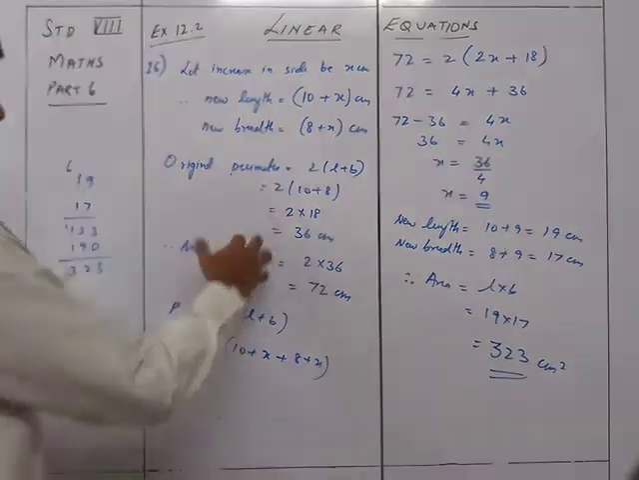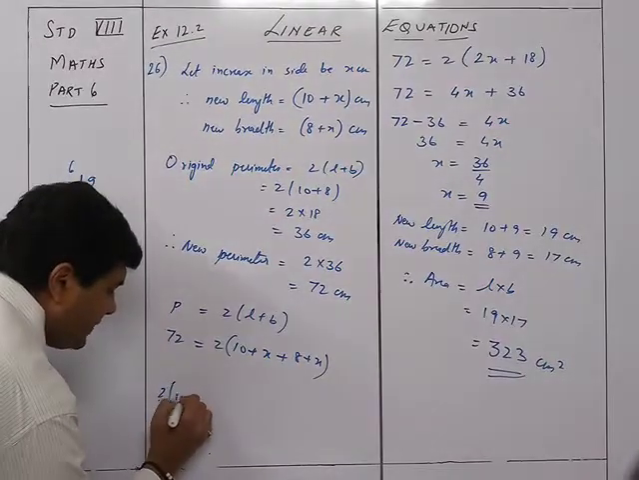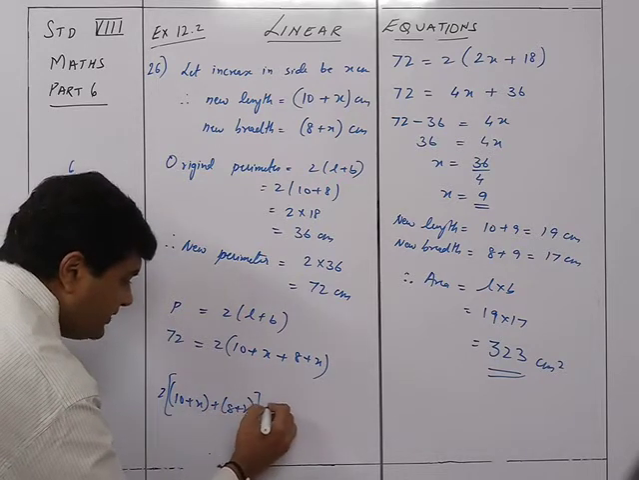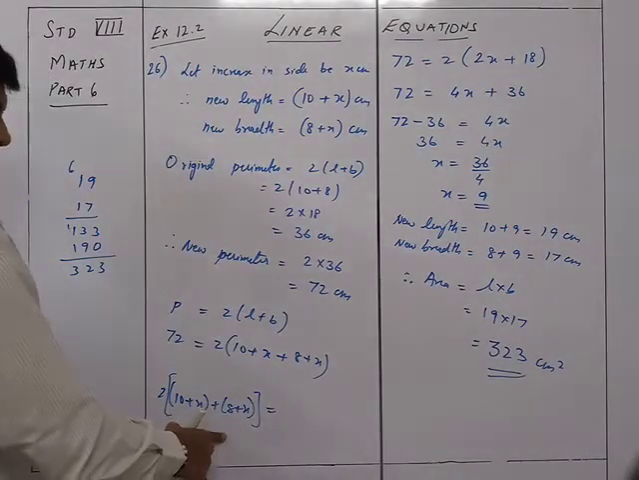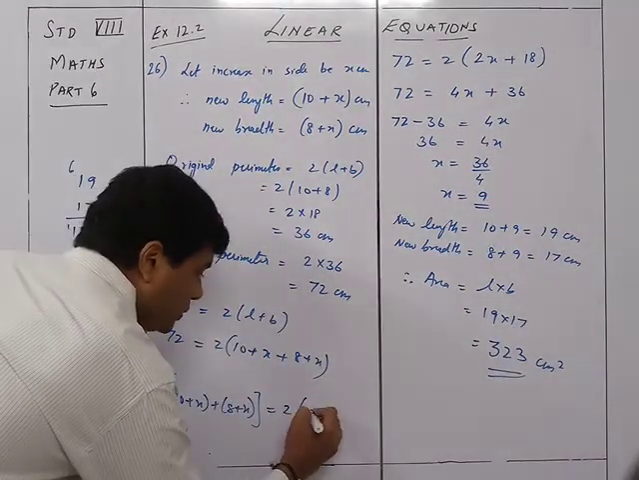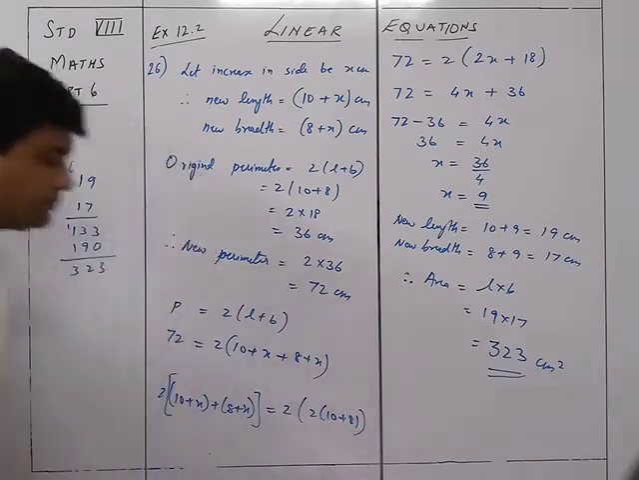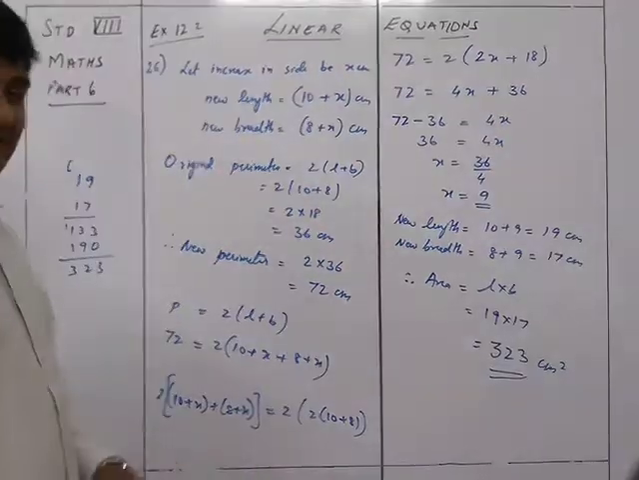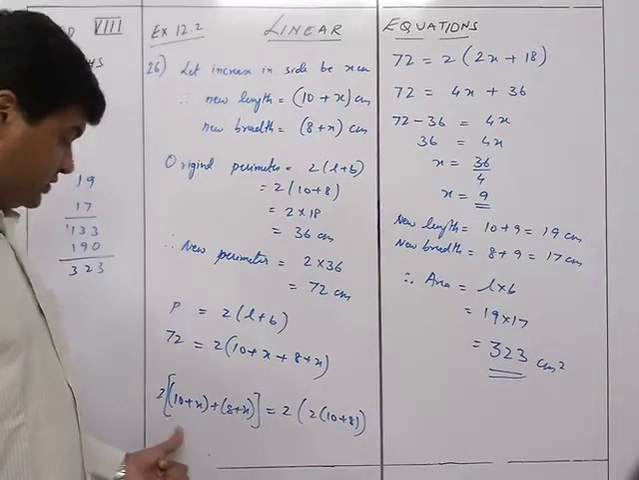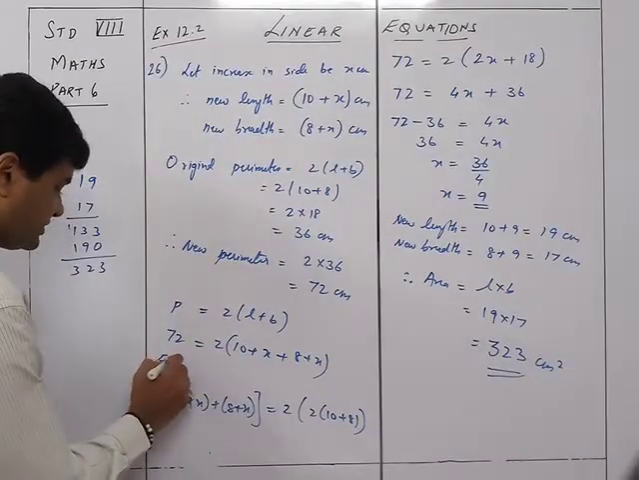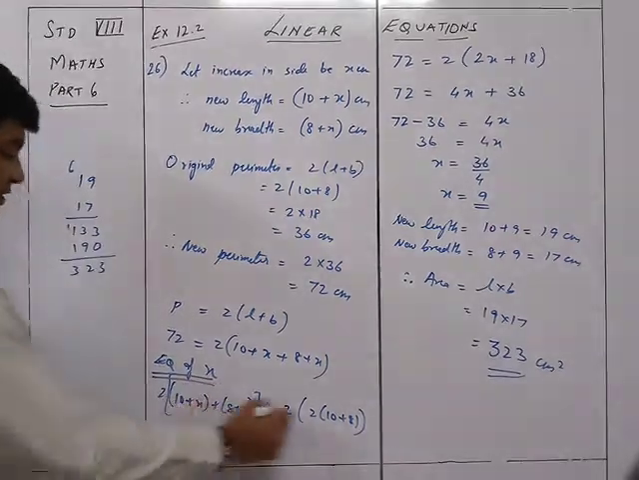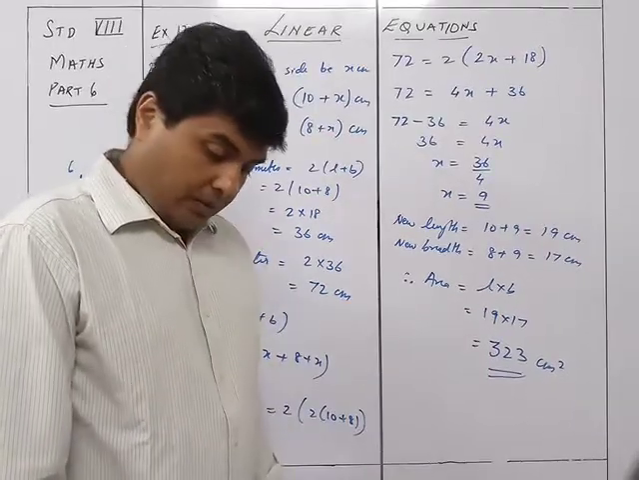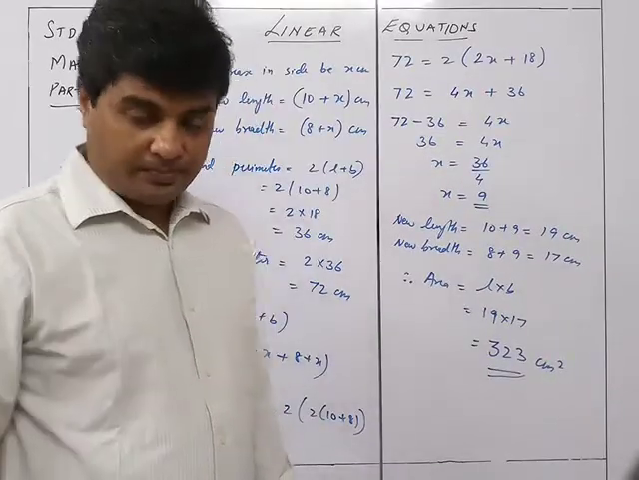You can also write it in the form of this as 2 into 10 plus x plus 8 plus x equals, this is the new perimeter. The old perimeter was 2 into 10 plus 8. This is the old perimeter. So twice the old perimeter, and this is the equation because they asked us for the equation. So the equation for x is going to be this way. So that is sum number 26. Clear? We now move on to sum number 27.